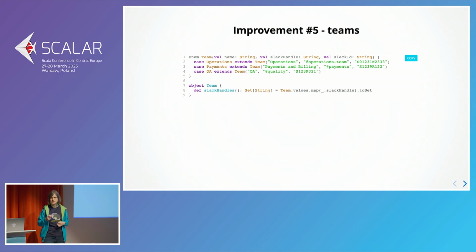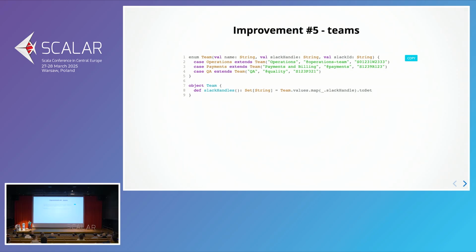And then the Slack handle is for the templates, and the Slack ID is for the actual implementation of the webhook, which sends a message to Slack whenever the template is actually being deployed either to staging or production. So this is something from Scala 3 that is, again, as other Scala 3 improvements, very easy to use, and it makes your developer experience much better.